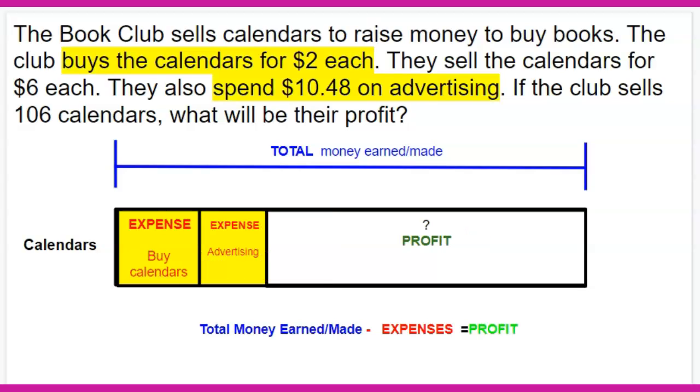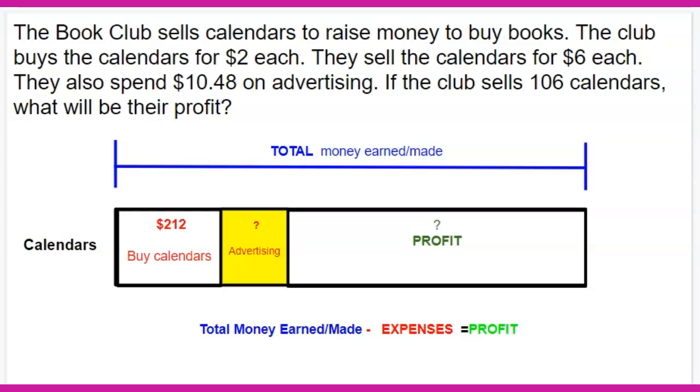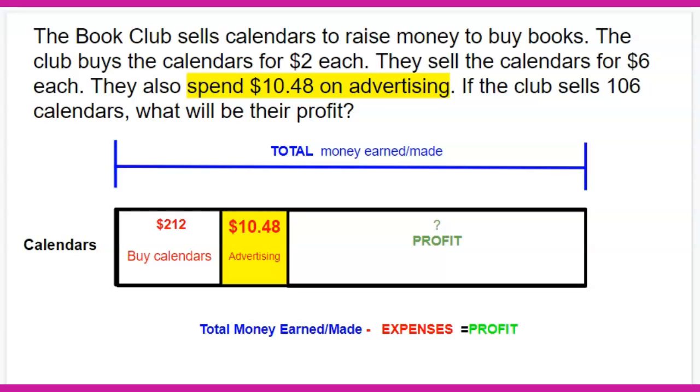What was the total cost of their expenses? First, you have to understand that they had two expenses. They had to buy the calendars and pay for advertising. What did they spend on buying the calendars? Since they bought 106 calendars for $2 each, you should have multiplied 106 times 2, and that would give you $212 that they spent to buy the calendars. How much did it cost them to advertise? It cost them $10.48 to advertise their fundraiser.